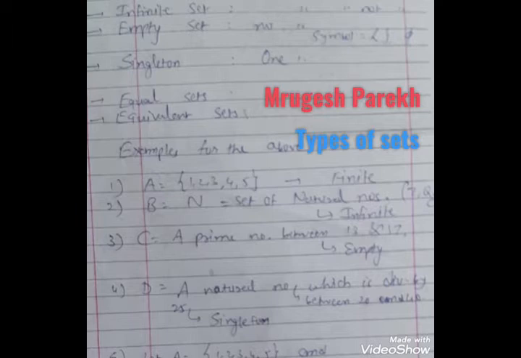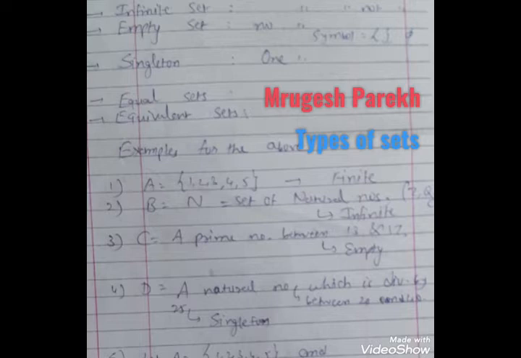Then set C equal to prime numbers between 13 and 17, means we get 14, 15 and 16. All these numbers are divisible by 2, 3 or 5, means other than 1 and the number itself, another number divides them, so they are not prime numbers. Between 13 and 17 no prime number is included, so it is an example of an empty set.